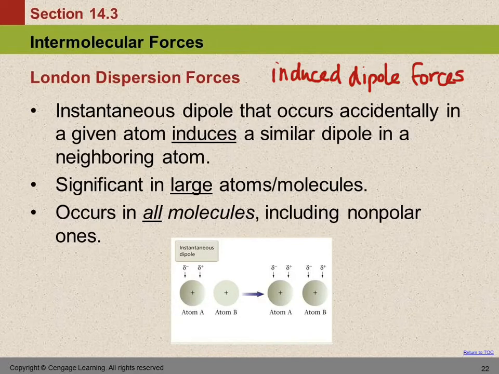Because atoms are very random little things, kind of like my son Andrew. They're just all over the place. And so they could all be kind of bunched up on one side, just sort of by accident.